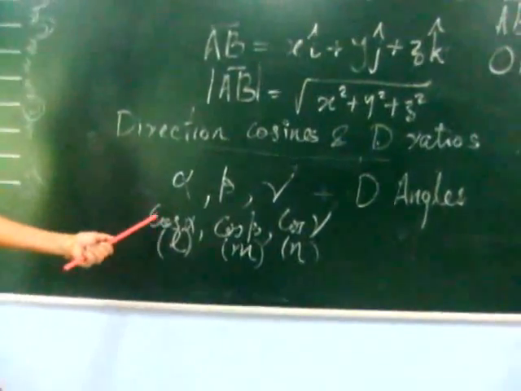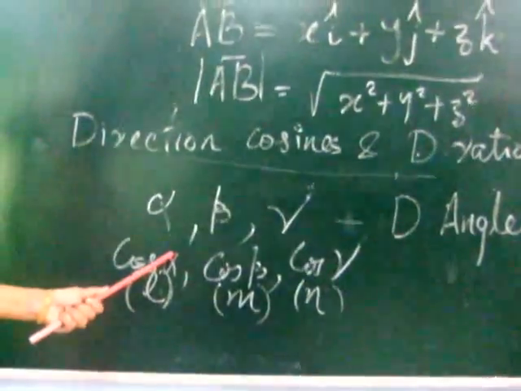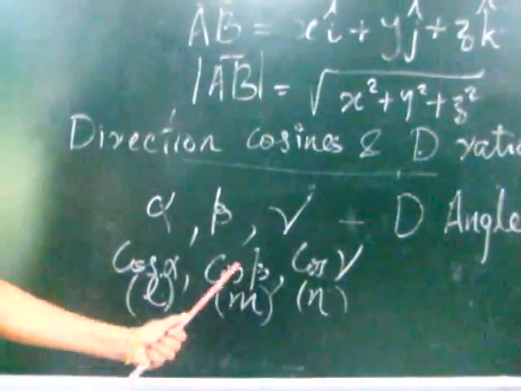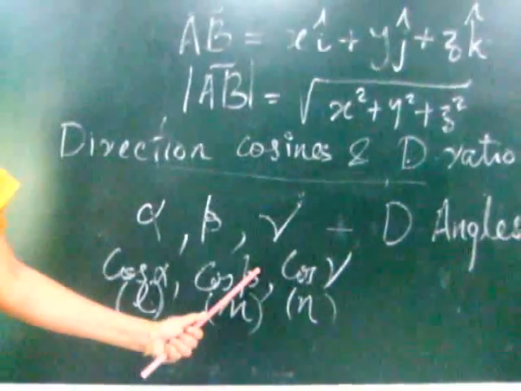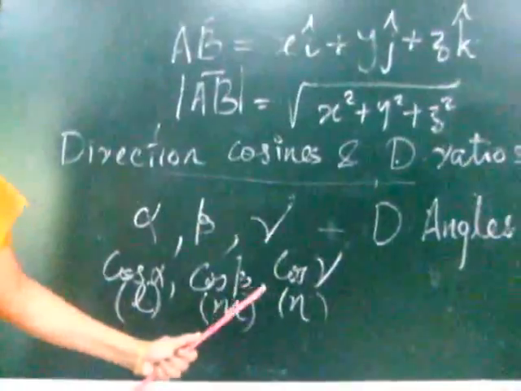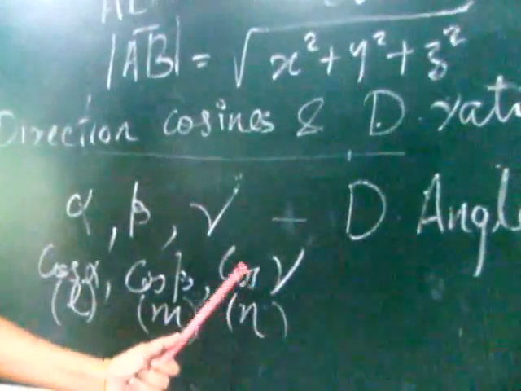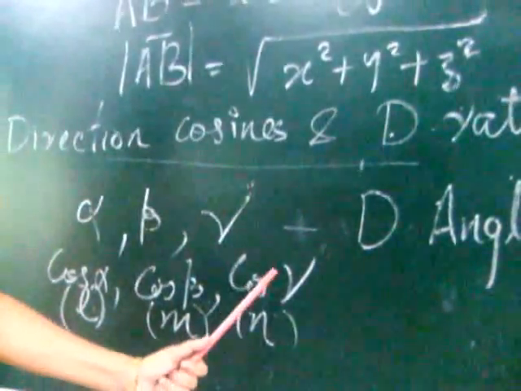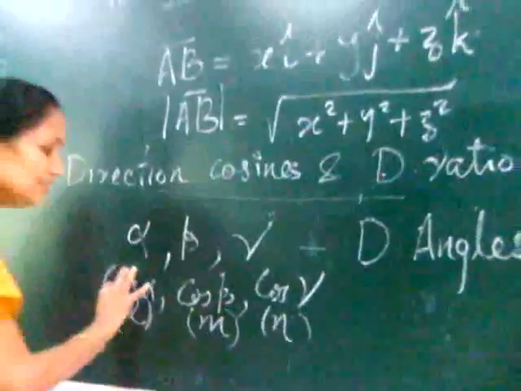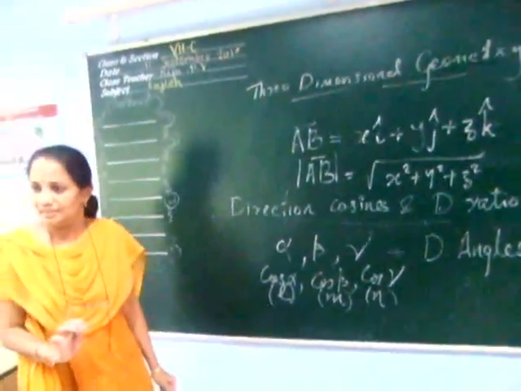L means the cosine of the angle made by the line with the positive direction of x-axis. M means the direction cosine, cos beta. It is the cosine of the angle made by the line with the positive direction of y-axis. And similarly, gamma, N, is the cosine of the angle made by the line with the positive direction of z-axis. These three constants are called direction cosines.